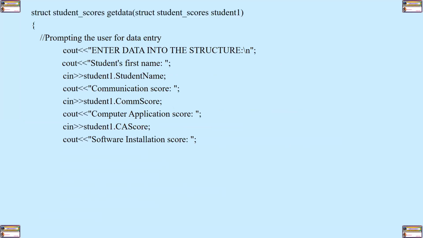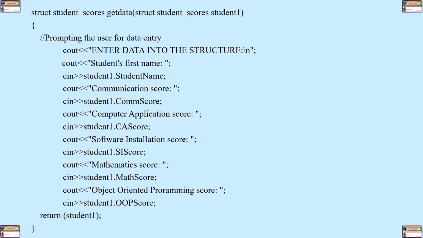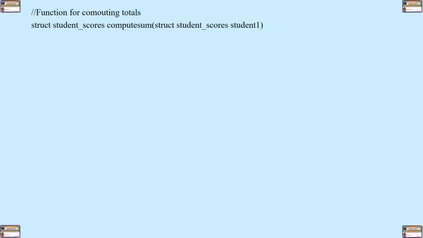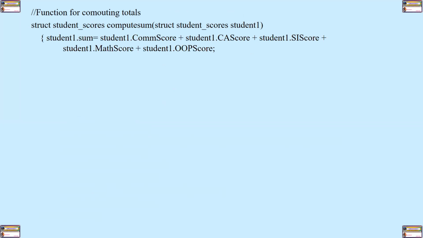So where is that function? It will look for it. Here is the function for compute sum. This function is supposed to return data of type struct, and it is receiving one parameter, called student1, of type struct student scores. Then it will do the computation.